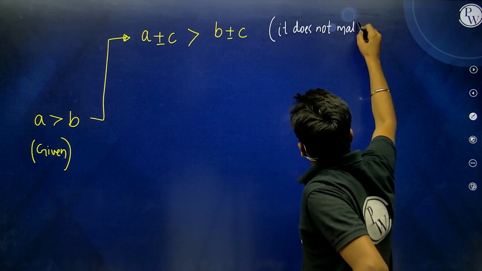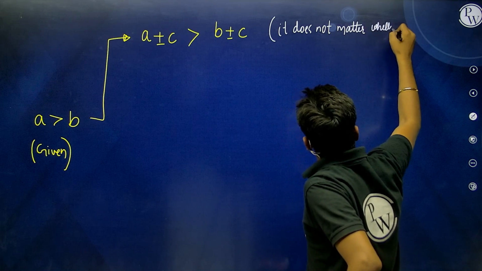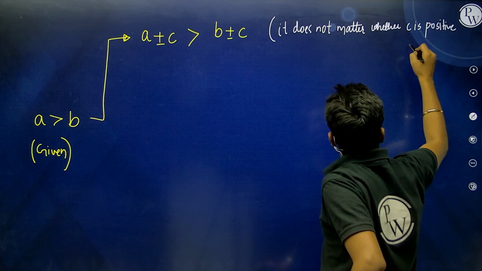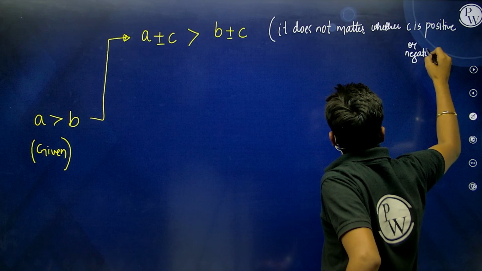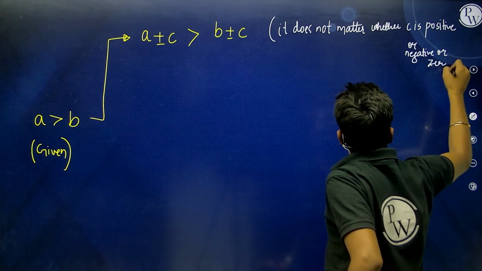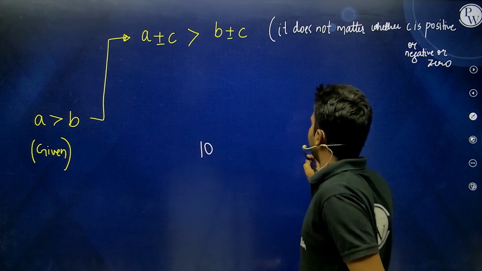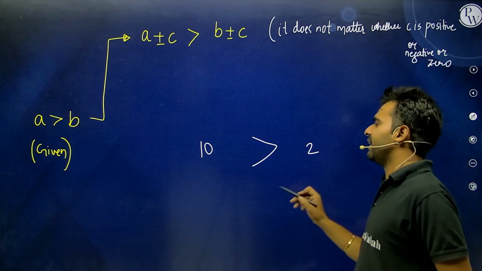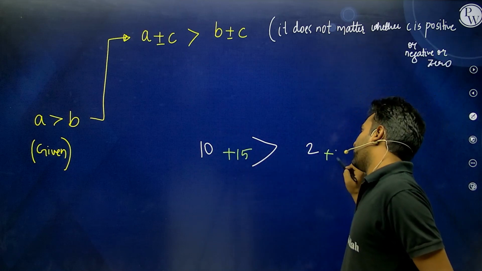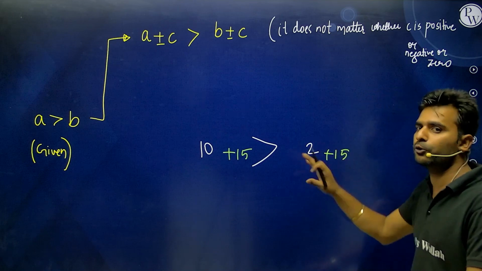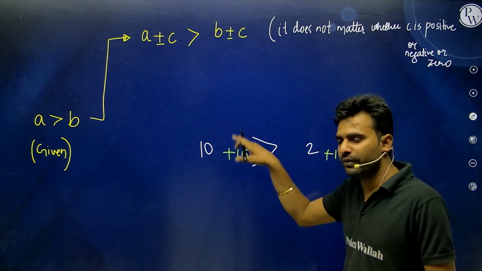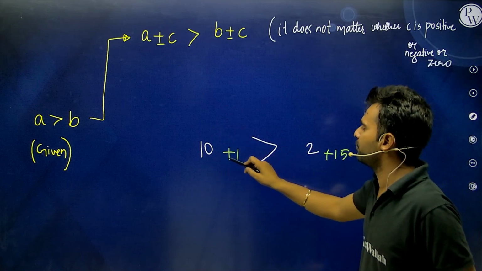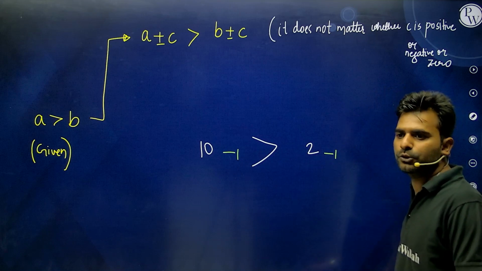It does not matter whether c is positive or negative or 0. Because let's say I'm having 10 kgs on this side and 2 kgs on this side. So this side is going to definitely weigh more. If I say that I have added 15 kilos to both the sides, look, I'm adding the same quantity to both the sides. Still, this side is going to weigh more. Yes or no? 25 and this 17. If I take 1 kilo out of both of them, still which one is going to weigh more?